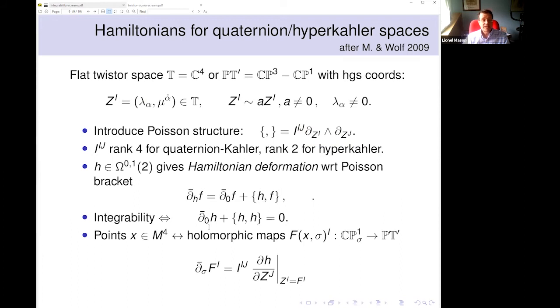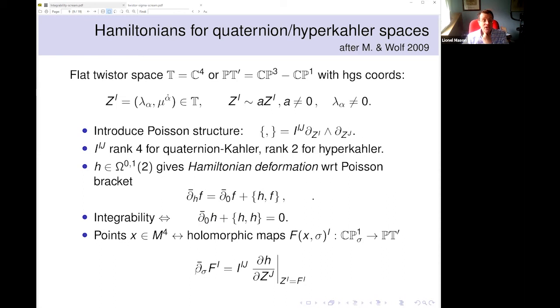And then the integrability of this almost complex structure is given by this Chern-Simons-like flatness condition. In fact, what we did was we introduced a Chern-Simons-like Lagrangian for these sorts of deformations. Anyway, I don't need to go there.